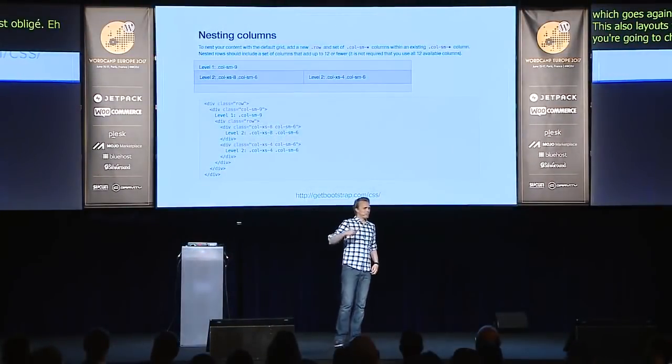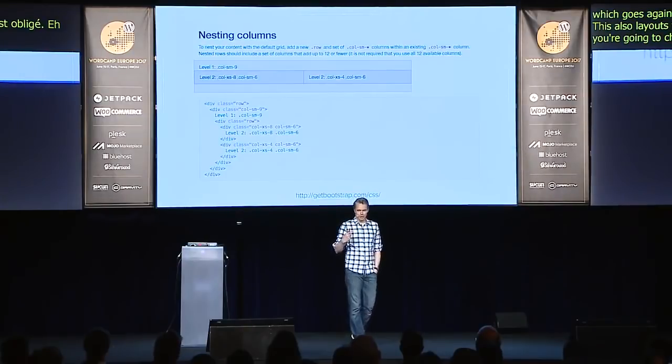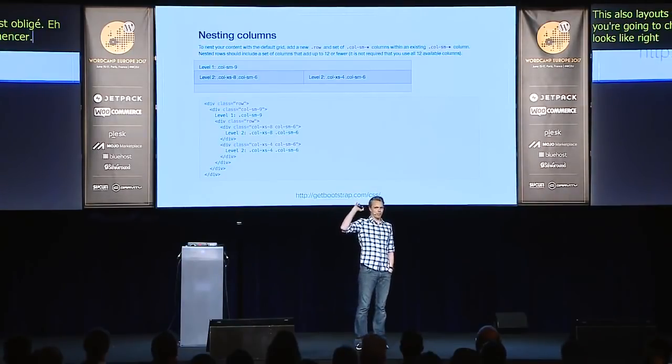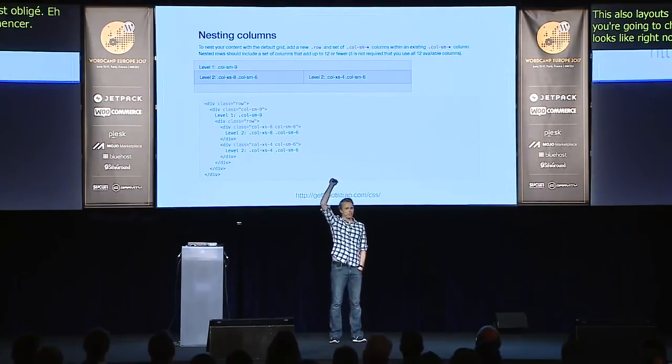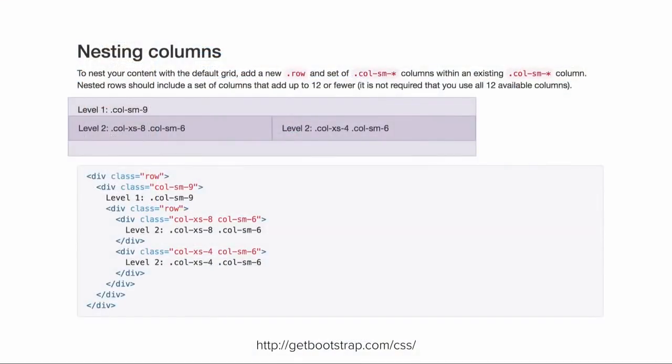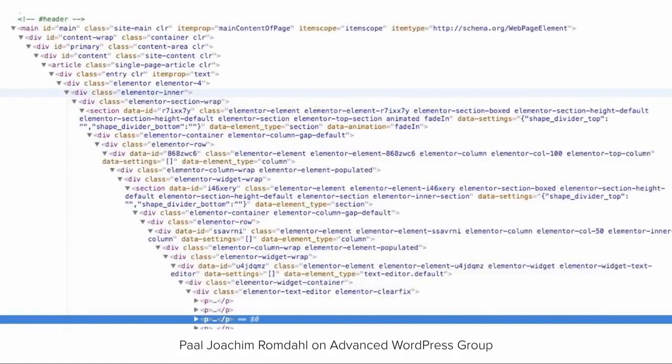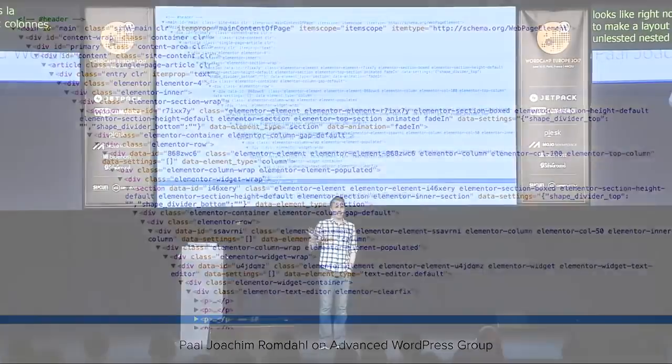Just before I get into it, consider what the web looks like right now. This is Bootstrap, the official documentation, telling you how to make a layout that has two columns. Look at the HTML. Look how many nested divs are necessary to get this to work. This is WordPress theme builder plus some sort of page layouts plugin.